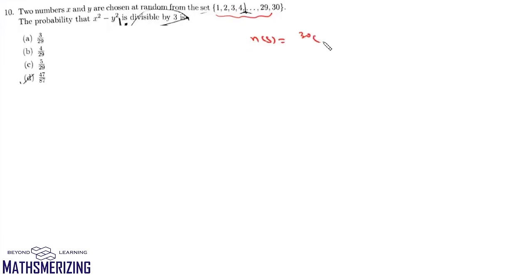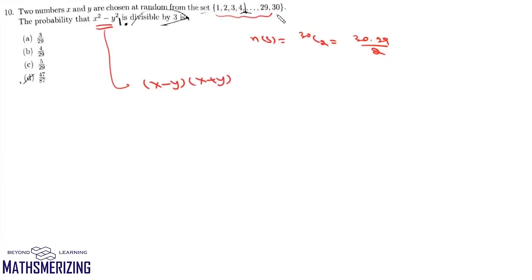So from these 30 numbers we can select any two numbers, and it will be given by 30 into 29 divided by 2. Now we have to find the probability that this x square minus y square is divisible by 3. So we can write x square minus y square as (x minus y)(x plus y).